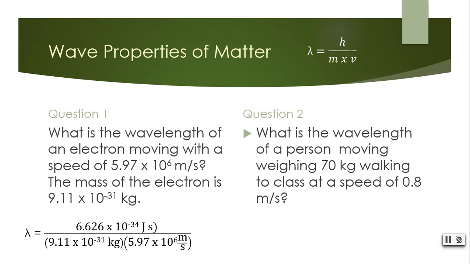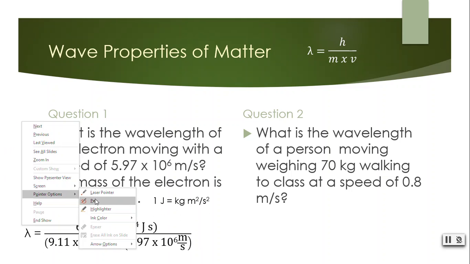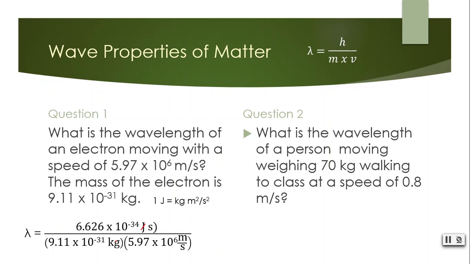And you may think, wait a minute, the seconds are going to cancel, but how's the joules going to cancel out? Well, remembering that a joule is a kilogram meter squared per second squared, I know that my joule is going to cancel with the kilogram, with one of the meters and one of the seconds. And so I'm going to be left in the numerator with just meters. So the wavelength associated with that electron is going to be 1.22 times 10 to the negative 10 meters, or 0.122 nanometers.